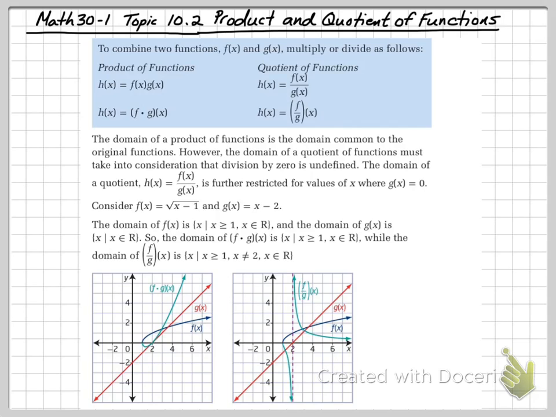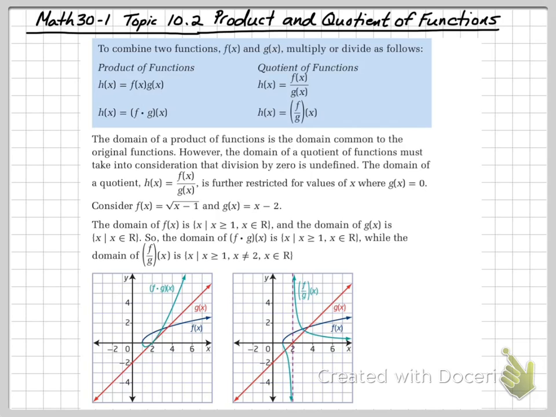The domain of a product of functions is the domain common to the original functions. However, the domain of a quotient of functions must take into consideration that division by zero is undefined. So the domain of a quotient h of x, which is f of x divided by g of x, is going to be further restricted for values of x where g of x is going to equal zero. Let's consider f of x to equal the root of x minus 1 and g of x is equal to x minus 2.